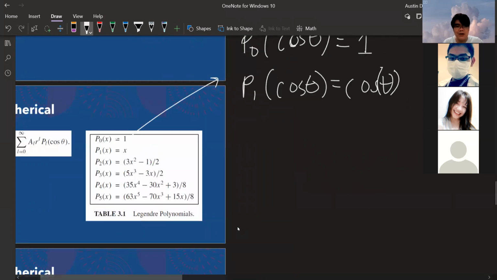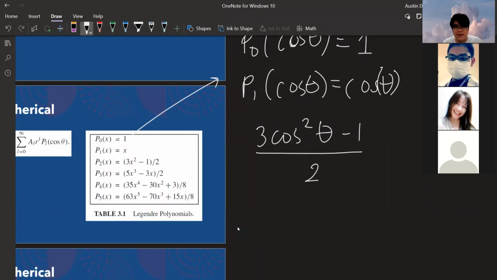Okay. Kunwari nakakita ako ng 3 cosine squared theta minus 1 all over 2. Then I could write this. Oh, this looks like Legendre polynomials. Then I could just write this as P2. Tingnan nyo dito, P2 of cosine theta. Okay.